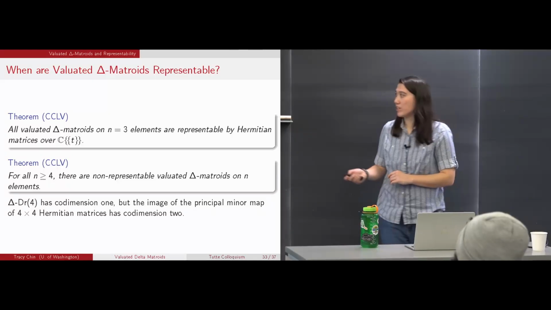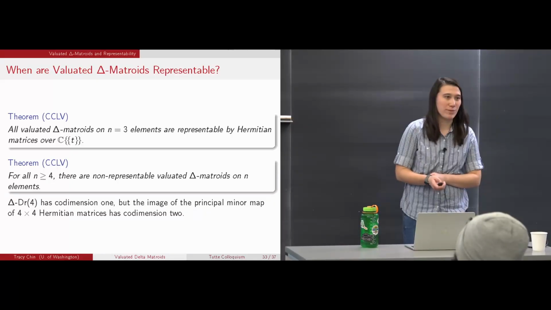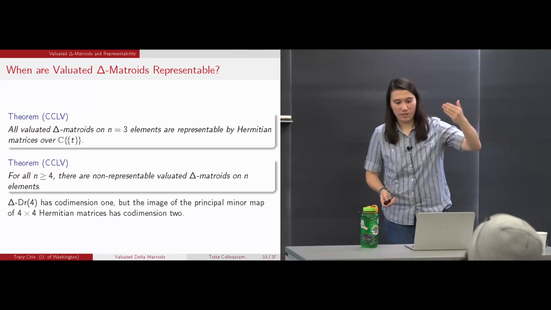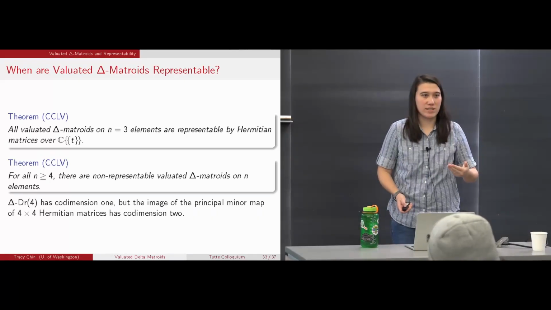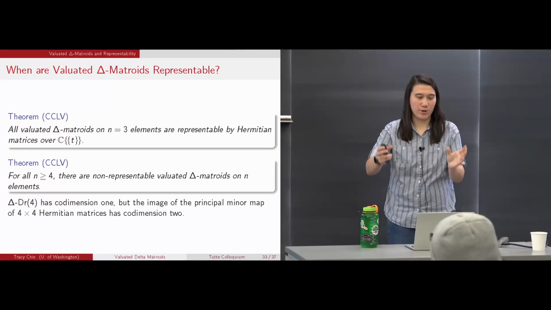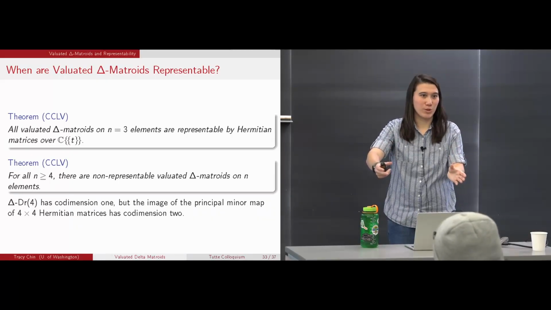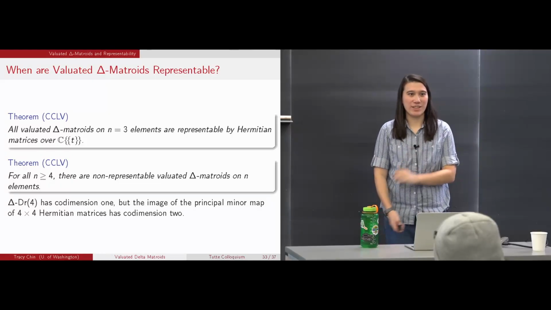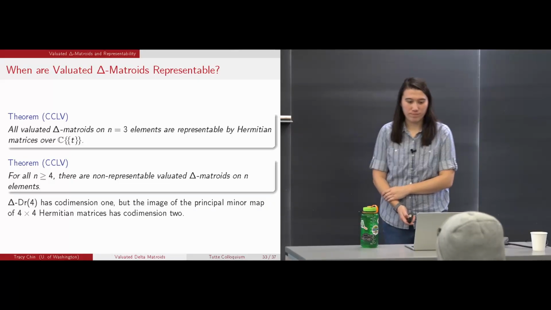And it's really just a dimension count. Right? We know that the space of the 4 delta Dressian is codimension 1, but the image of the principal minor map is codimension 2. So in particular, there have to be things in our codimension 1 thing that are not in our codimension 2 things.